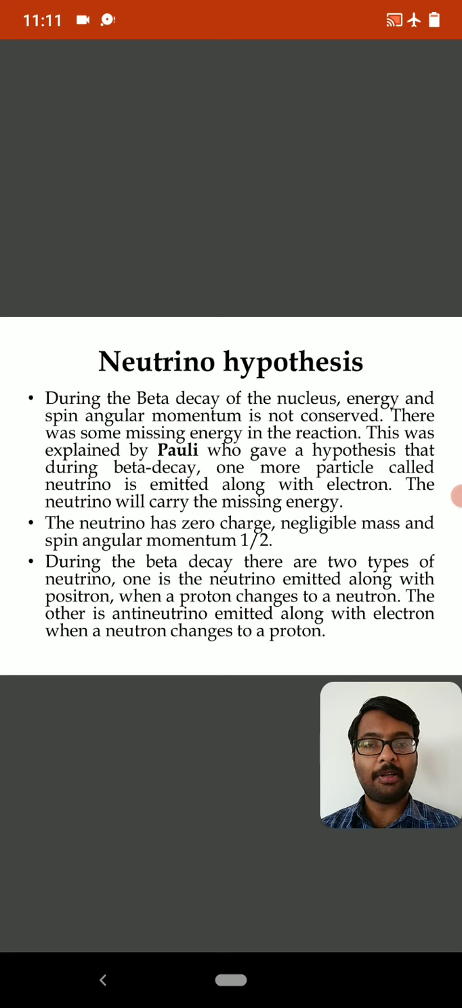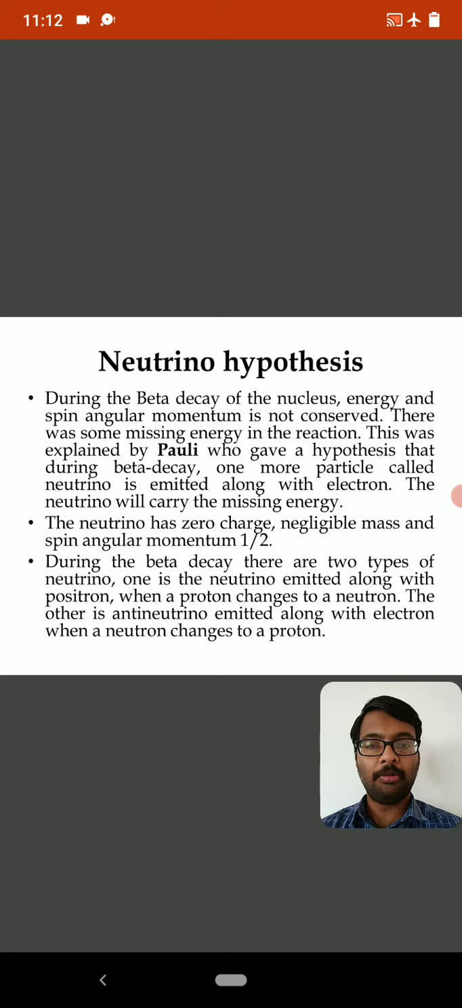In order to carry that missing energy along with the electron or positron, there will be emission of one more particle in this beta decay, and that particle may be either a neutrino or an antineutrino. These neutrinos or antineutrinos will carry the missing energy. Then what are the properties of this neutrino or antineutrino? The neutrino has zero charge, negligible mass, and spin equal to half.